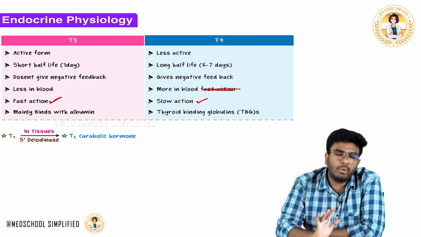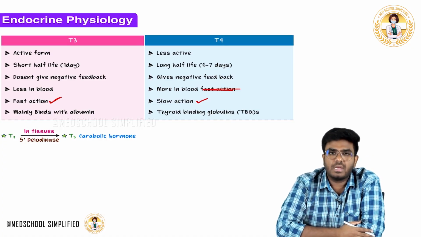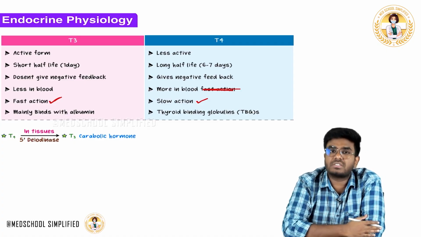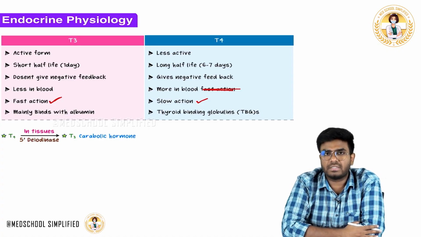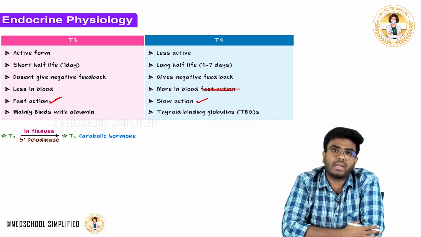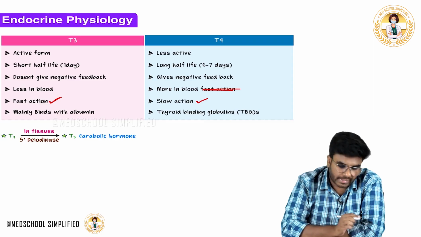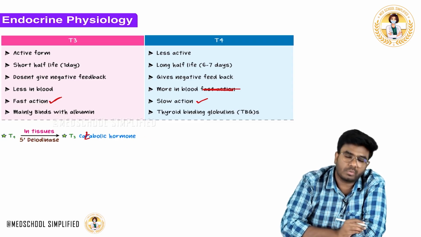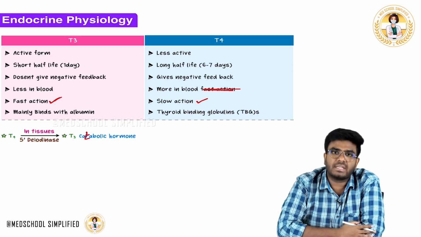So these are the basics about thyroid hormone biosynthesis. Also, we have discussed a little pharmacological integration, and we have seen the differences between T3 as well as T4 hormone. In the next video, we will discuss what the effects of the thyroid hormones on the body are. These are catabolic hormones. So what are those catabolic actions? We will see in the next video.